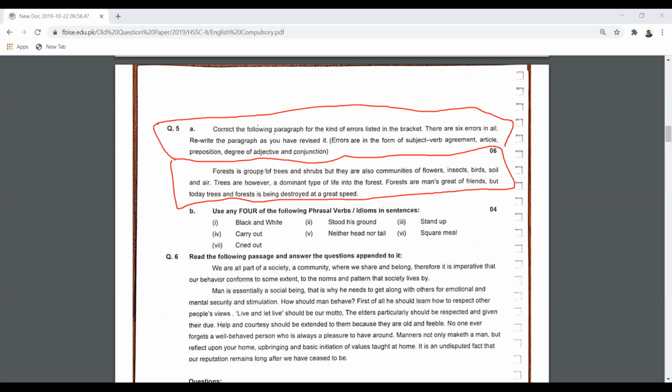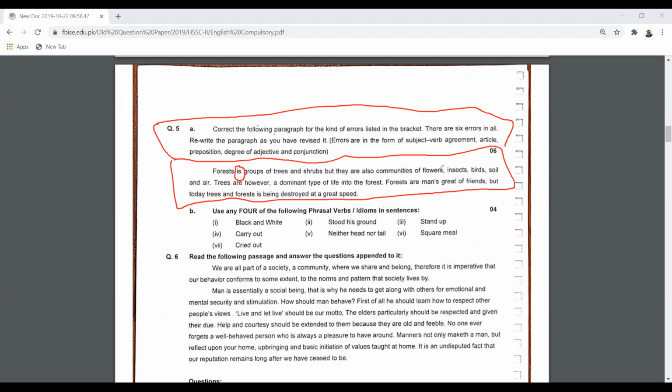Now, what kind of mistake, here we will say, yes, forest is groups. So what will be the correction of this? Who will tell me, dear students? Forests are. Look, here we will give are instead of is. This is a mistake, and this is subject verb agreement.